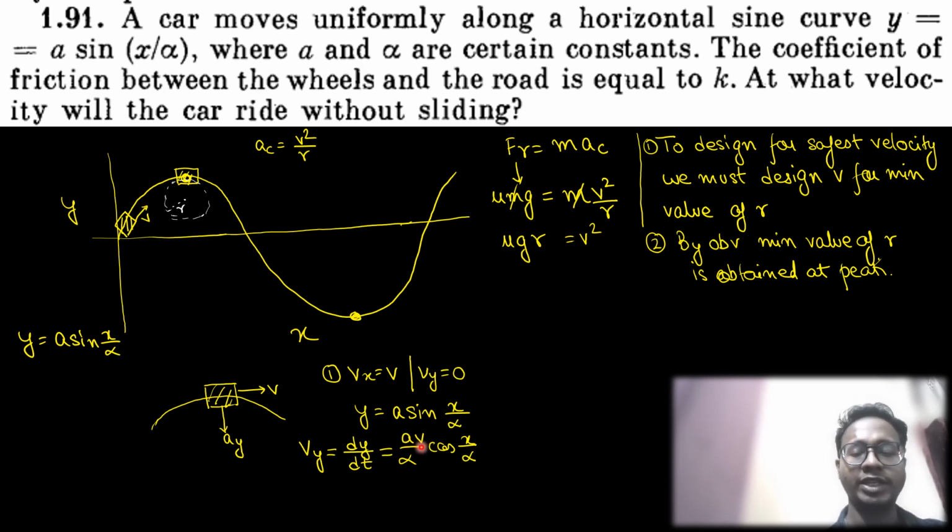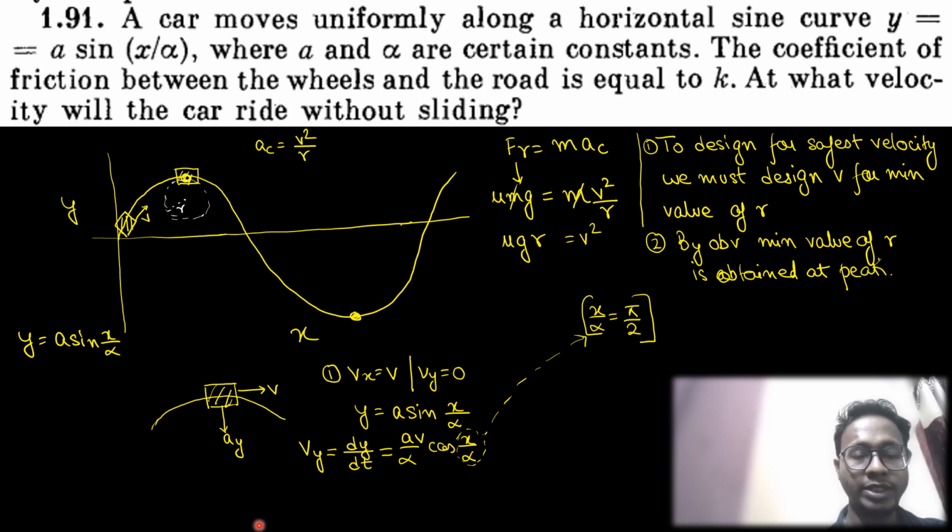What is the variable here? The only variable here is x. A is constant, v is constant, alpha is constant. So from this, can you say x by alpha is equal to 90 degrees, or x by alpha is equal to pi by 2? So x by alpha is equal to pi by 2. Remember this one, because the y component of velocity is equal to 0.